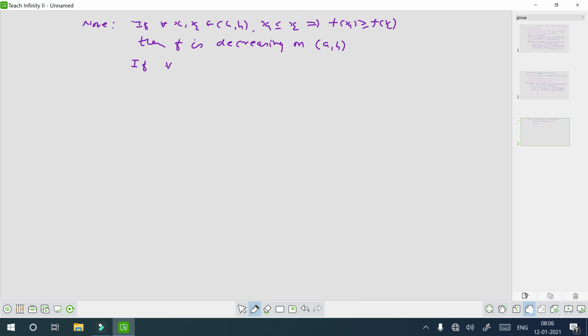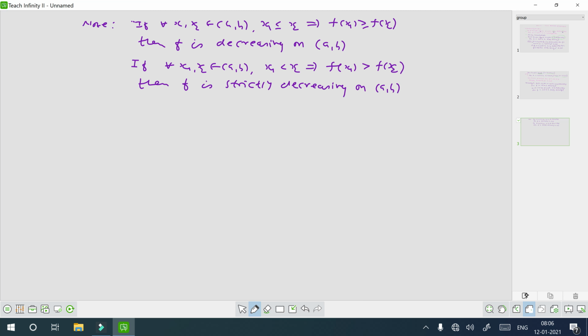Second thing, if for all x1, x2 belongs to open interval AB, x1 less than x2 implies f(x1) greater than f(x2), then f is strictly decreasing on open interval AB. That means on open interval AB, if this thing happens, then it is known as decreasing function or strictly decreasing function.